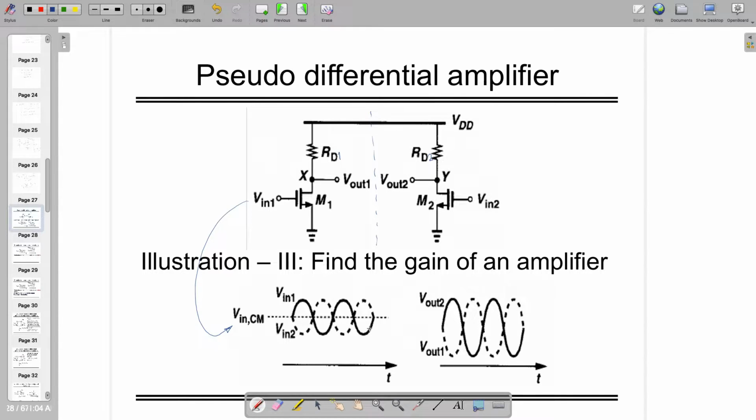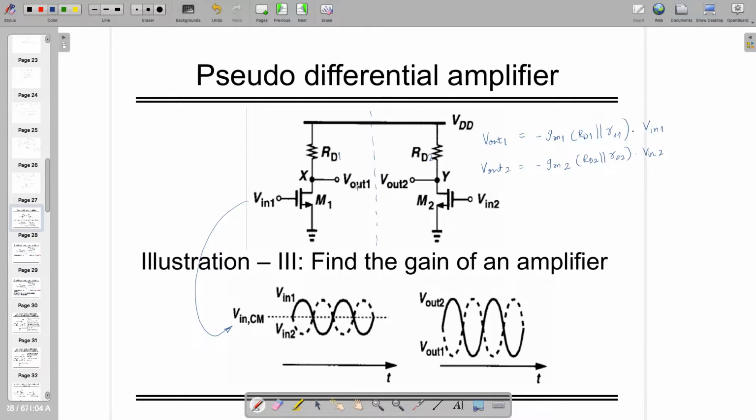Now if I want to find out the gain, let's start with both the circuits being independent, they don't talk to each other, or one circuit is not having any effect on the other circuit. In that case, you can write V out 1 is equal to, it's a common source amplifier and we know that it's GM1 times RD1 in shunt with RO1 times V in 1, that's V out 1, and V out 2 is nothing but minus GM1 times RD, sorry, it has to be GM2 times RD2 in shunt with RO2 times V in 2.